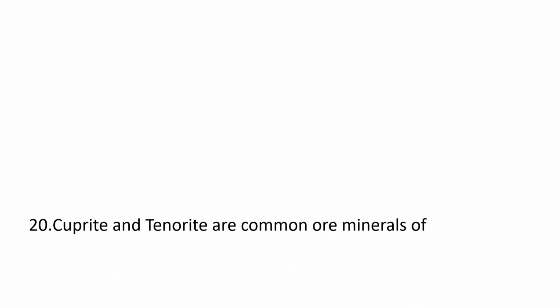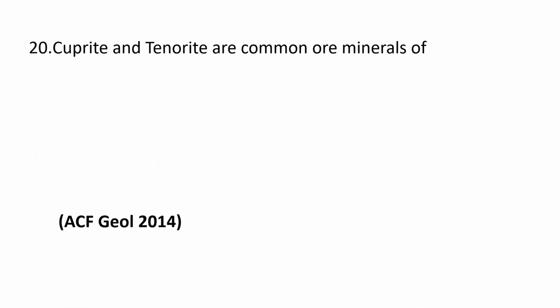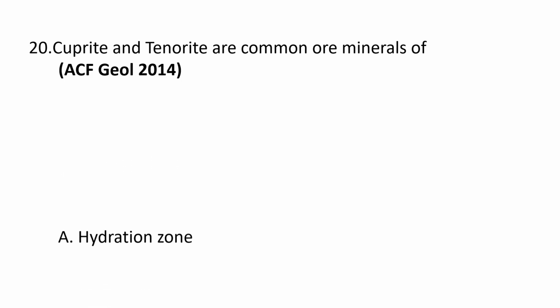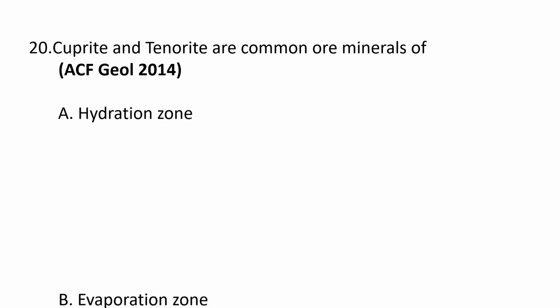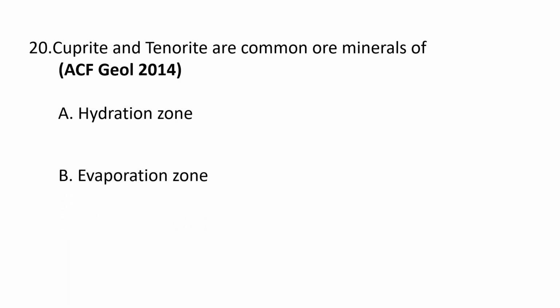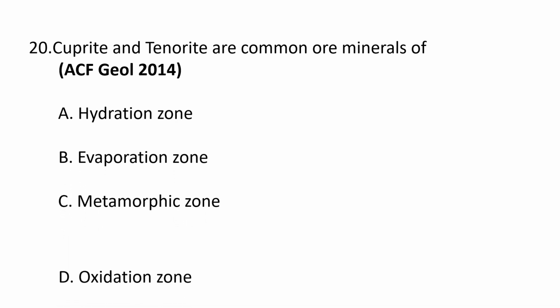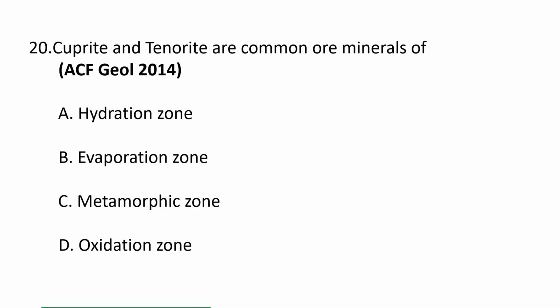Next question. Cuprite and tenorite are common ore minerals of: A. Hydration zone, B. Evaporation zone, C. Metamorphic zone, and D. Oxidation zone. So cuprite and tenorite contain copper and they are the common ore minerals of the oxidation zone. So D is the correct option.